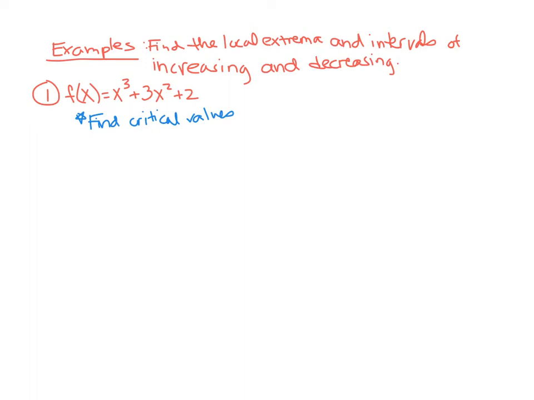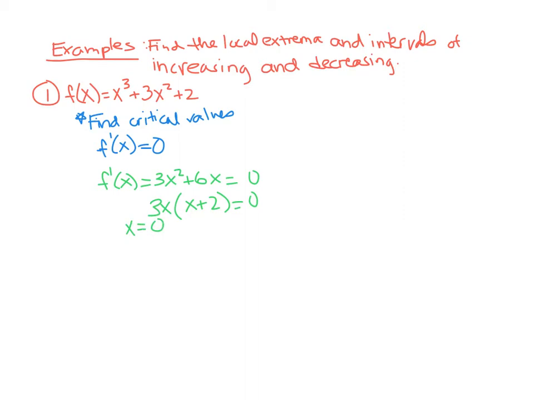We're going to do that by finding our derivative and then setting our derivative equal to 0. So our derivative of f of x is going to be 3x squared plus 6x. When we set that equal to 0, we can factor out a 3x. We get 3x times x plus 2 equals 0. So I have critical values at x equals 0 and x equals negative 2.